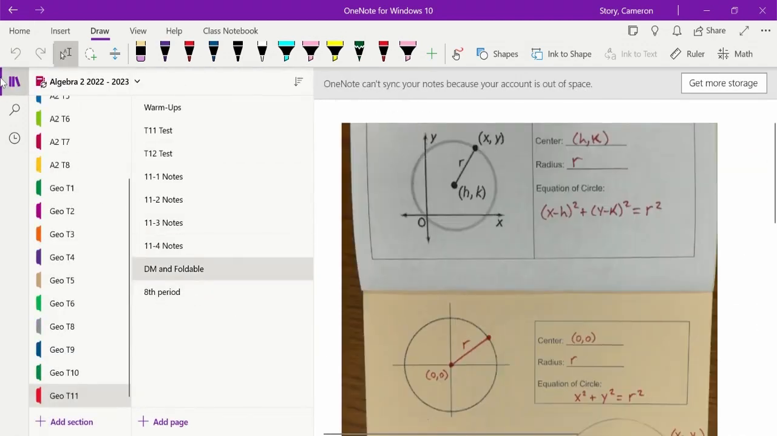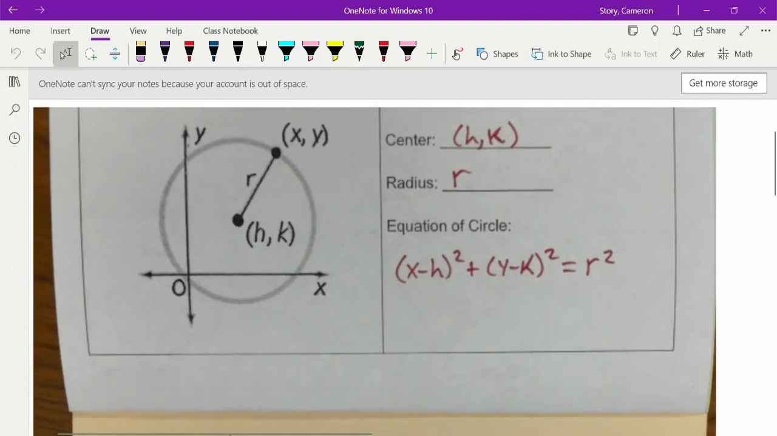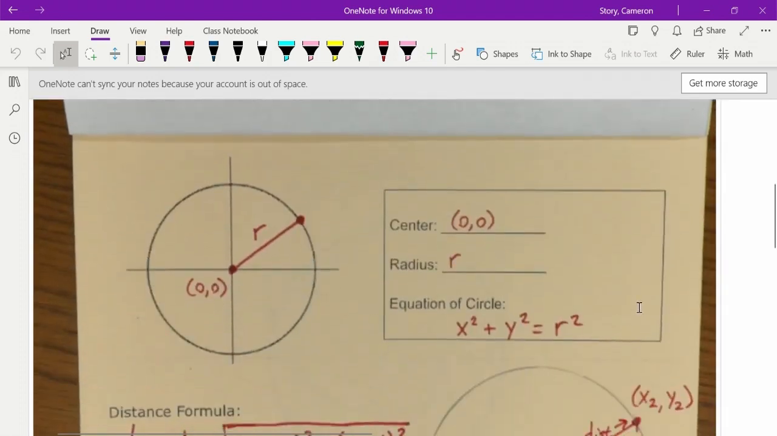foldable. So if you need to get your foldable out now, go ahead and fill in the following information. So we have, if you have your center at (h, k) with the radius r, this would be your equation. And if your center is at (0, 0) with a radius r, this would be your equation.